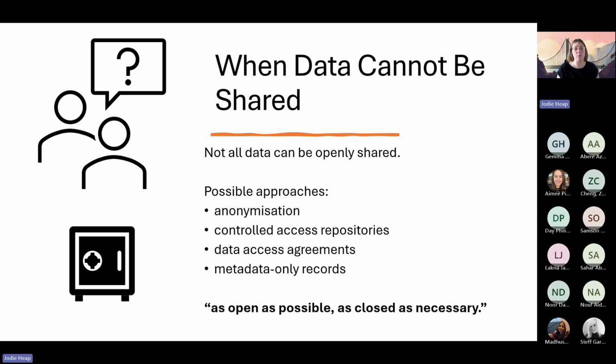Okay. One of the tensions that we have when we talk about data is that it's not always shareable. There are absolutely times where it's not safe, it's not permitted, or there are restrictions that need to be put in place. So it's sensitive data that should only go to a trusted researcher, not just be shared for everyone. So the common phrase that we add to this concept is as open as possible and as closed as necessary. So possible approaches to support that are anonymization, which is great, absolutely. We can use controlled access.